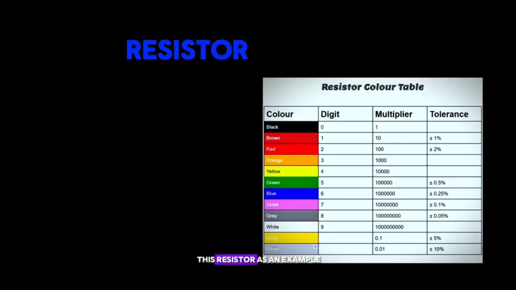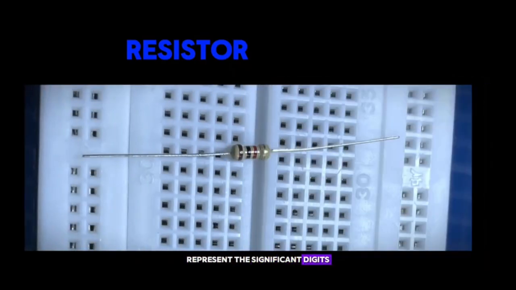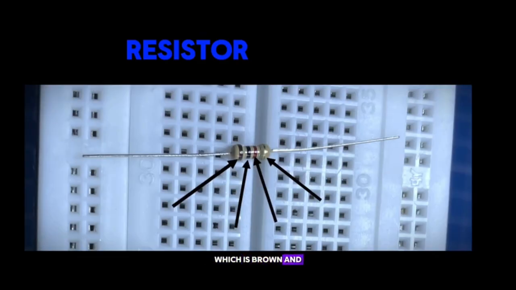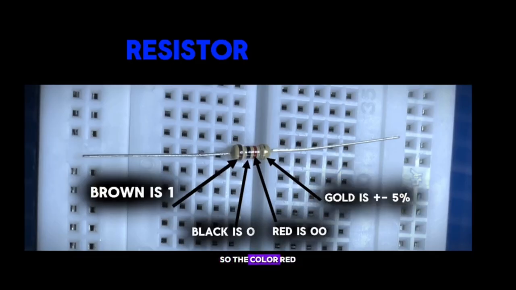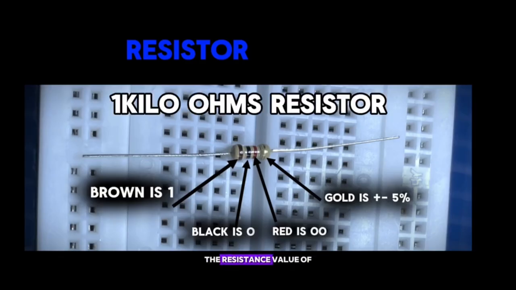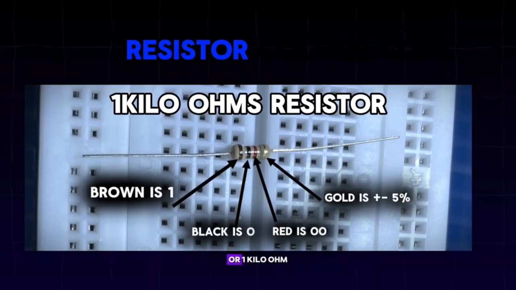So now let's use this resistor as an example. As we know, the first 2 colors represent the significant digits of the resistance value, so the given colors represent digit 1, which is brown, and digit 0, which is black. The third band is a multiplier band, so the color red represents a multiplier factor, and red is 2, which is 00 in multiplier. The last band represents the tolerance level, which is plus or minus 5%. So in this case, the resistance value of this resistor is 1000 ohms with plus or minus 5%, or 1 kilo ohm.